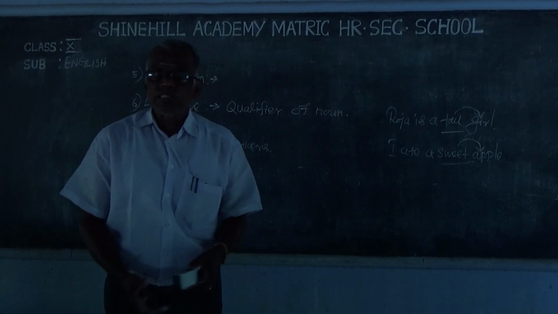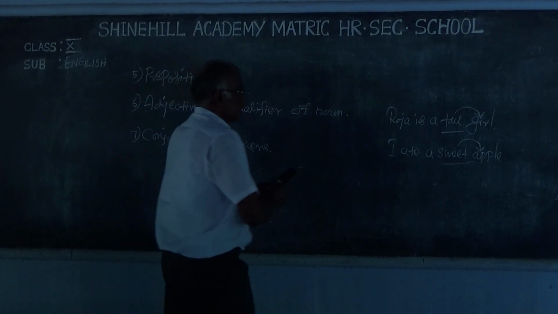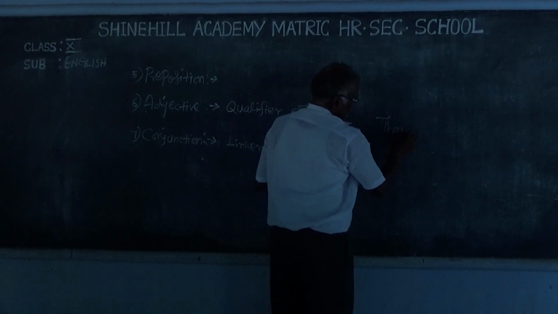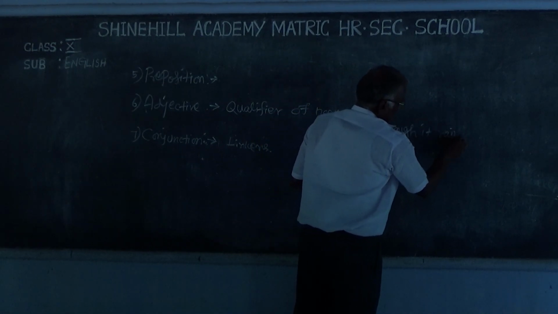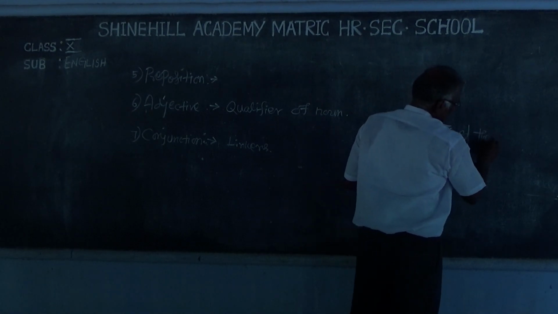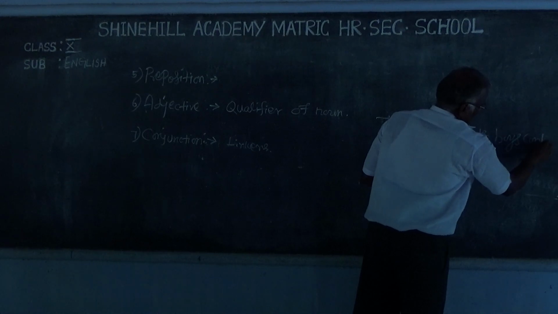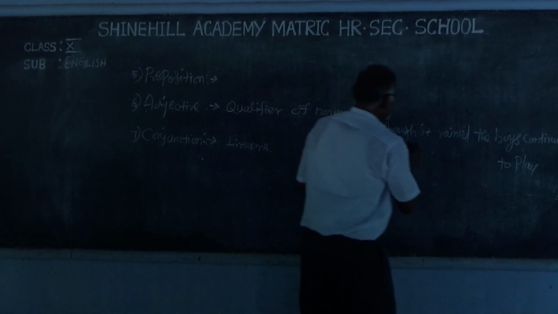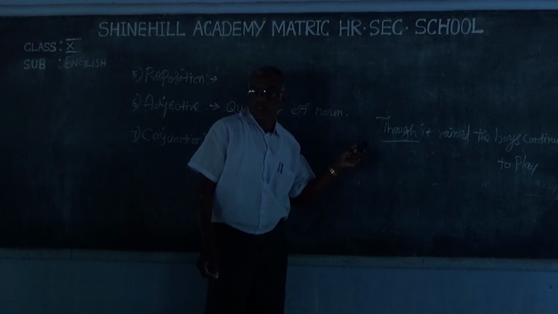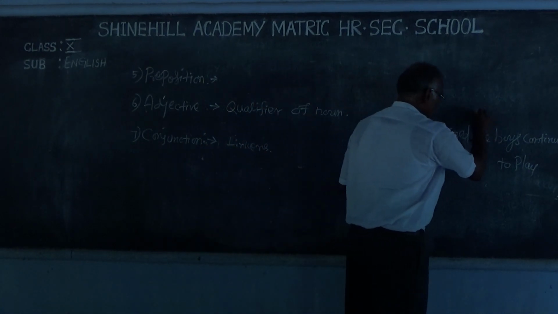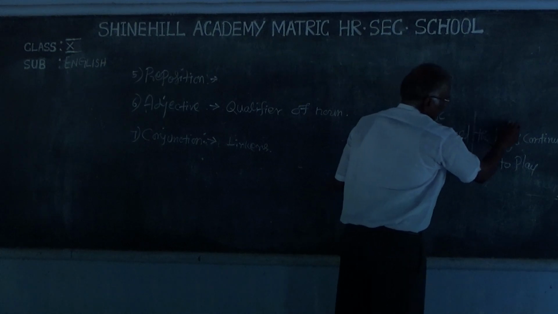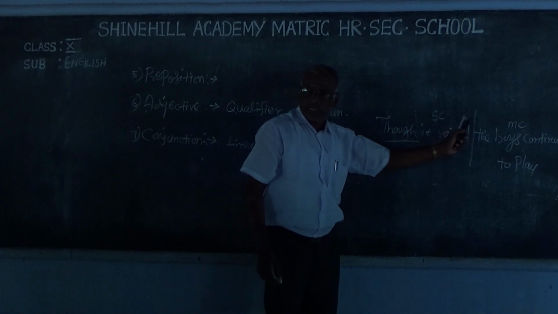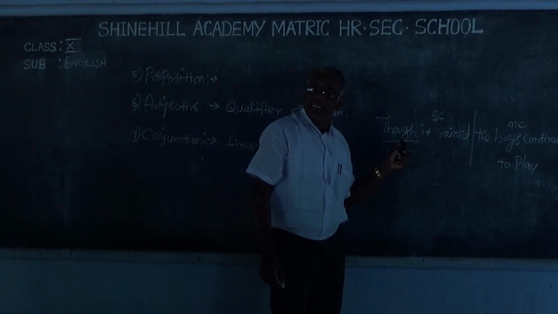Though it rained heavily, the boys continued to play. Here, though is the conjunction, because it links these two parts. Though it rained heavily is a subordinate clause. This one is the main clause. So though connects the subordinate clause with the main clause. Here it acts as a conjunction.